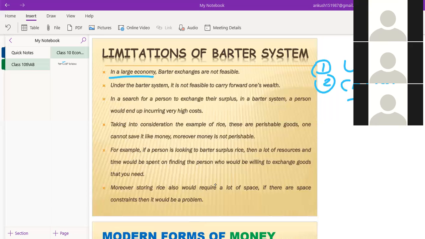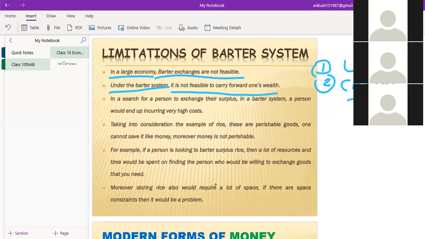So in a large economy, barter exchange is not feasible. It cannot work at all. Understood? In modern times, at least, it cannot. These are the limitations of the barter system. Barter cannot work in this growing economy. Under the barter system, it is not feasible to carry forward one's wealth. Definitely, there would be no economic growth. Would there be any economic growth if things are only being exchanged?